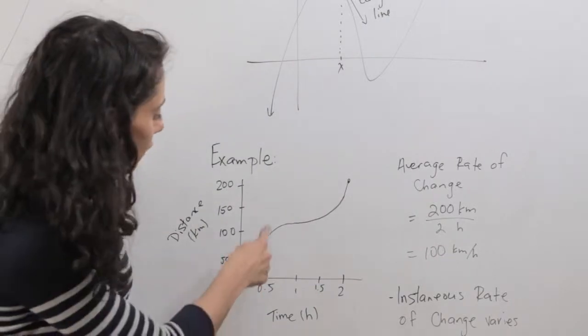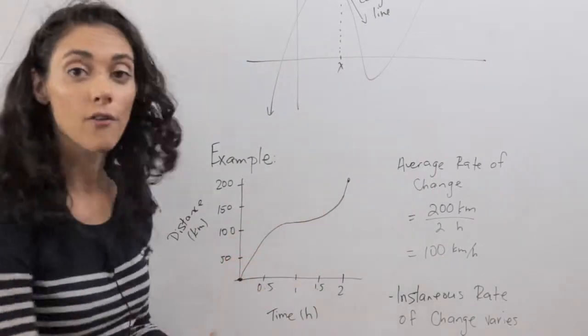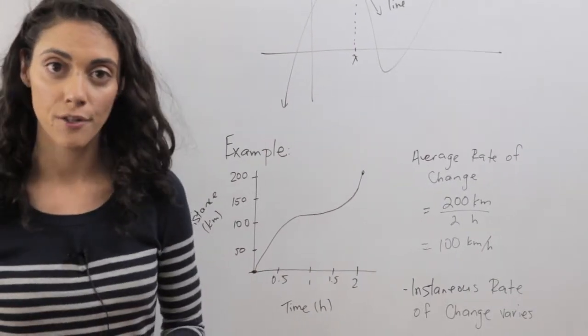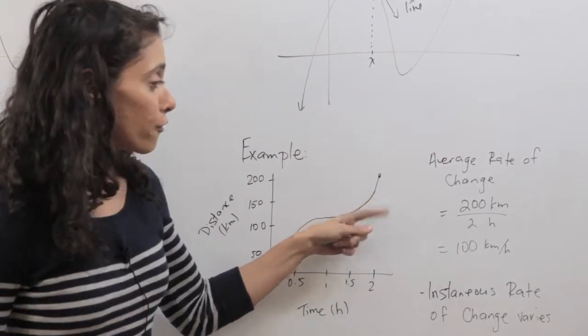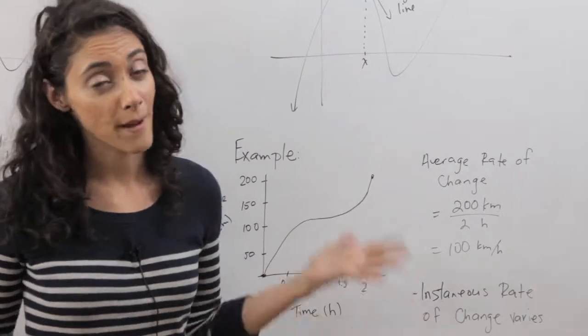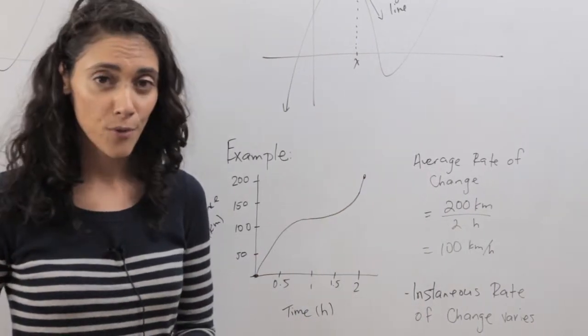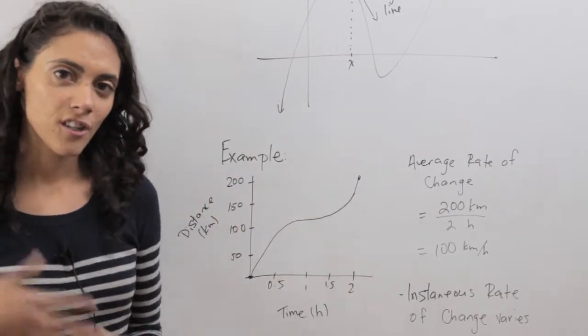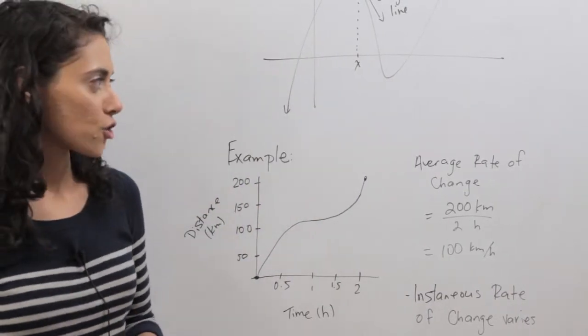But of course, if you found your slope at each point along the curve, it would vary. Somewhere in the middle here, it would be very close to 0 or 0. If an officer pulled you over here when you were speeding and you said, "But officer, my average rate of change is 100 kilometers per hour," I don't think they'd let you off the hook. So big difference, average rate of change versus instantaneous rate of change.